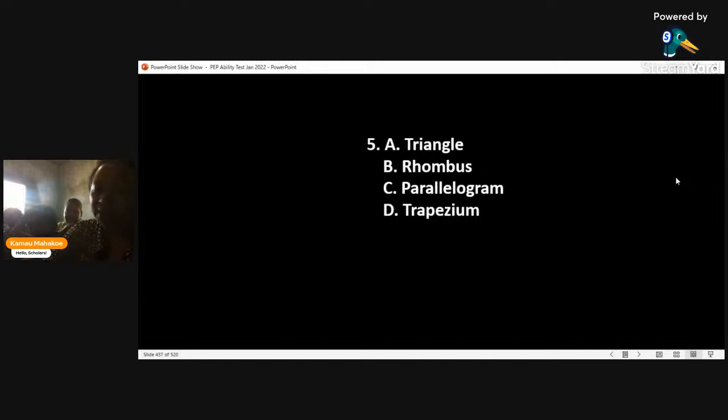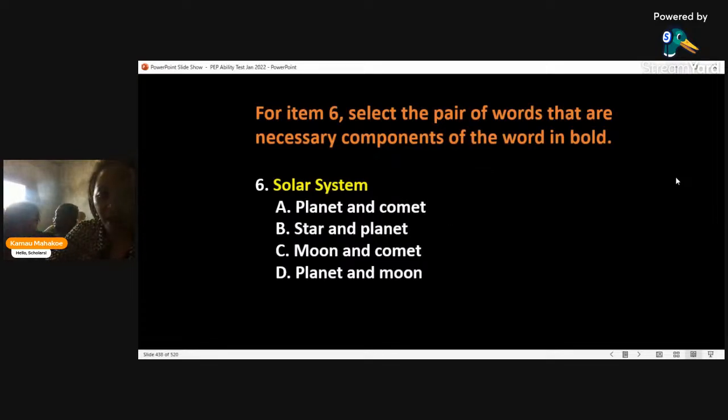Triangle, rhombus, parallelogram, trapezium. Would it be triangle? Why would it be triangle? It's the only one with three sides. And the others have how many sides? Four sides. Solar system. Select the word that's a necessary component of the solar system. In order for it to be a solar system, it must have what? Planet, light, star. It could have moon. What three must it have?